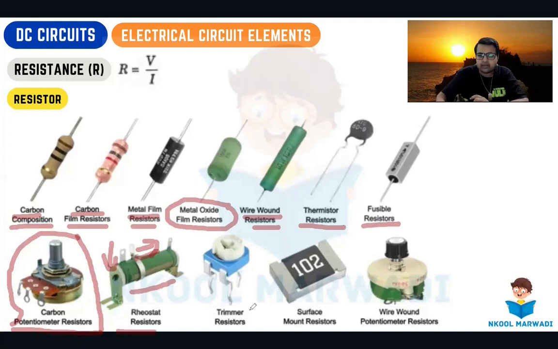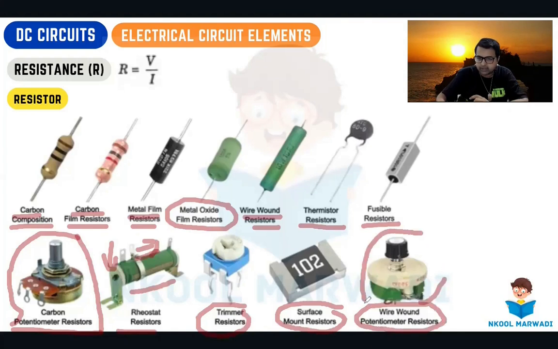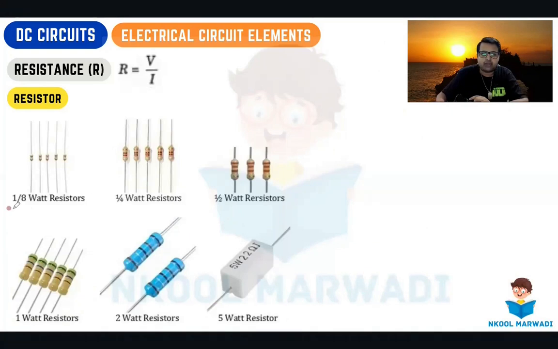Similarly, we have trimmer resistors, then surface mount resistors, wire wound potentiometer resistor. This is also a variable resistor. So these are different types of resistors which are widely used in circuits. And we can see 1/8 watt resistors. Watt is the unit of power. Power is the rate of doing work, work done upon time. So we measure it in watt. So 1/8 watt resistors we have.